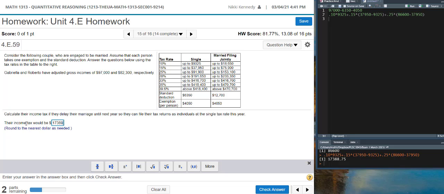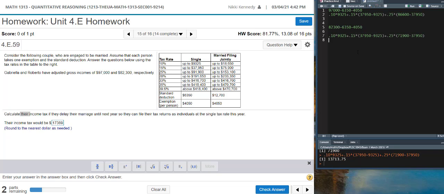I'm not going to press enter yet because I'm rereading this. This is only Gabriella's income. I now need to go through the entire process with Roberto again. I'm going to do the exact same calculations as what I did before, except I noticed that Roberto has a different income. So I'm going to have to calculate his taxable income first. 82,300 minus 6,350 minus 4,050. That gives me a taxable income of 71,900. I use the exact same process I used for Gabriella, but I use Roberto's taxable income of 71,900.